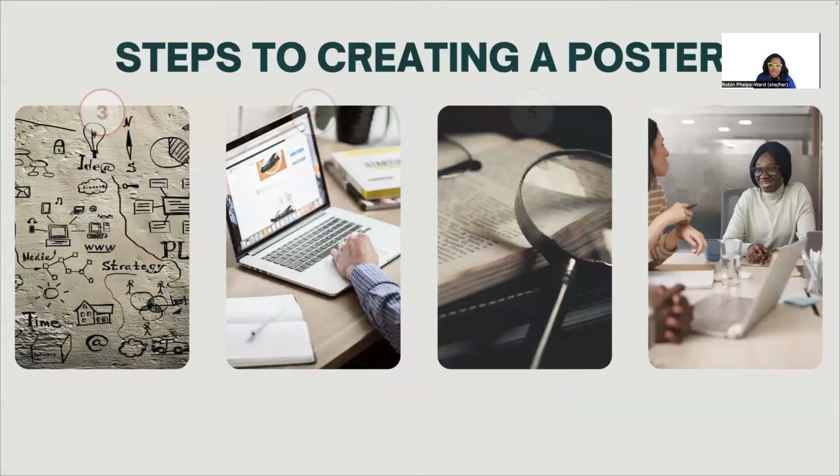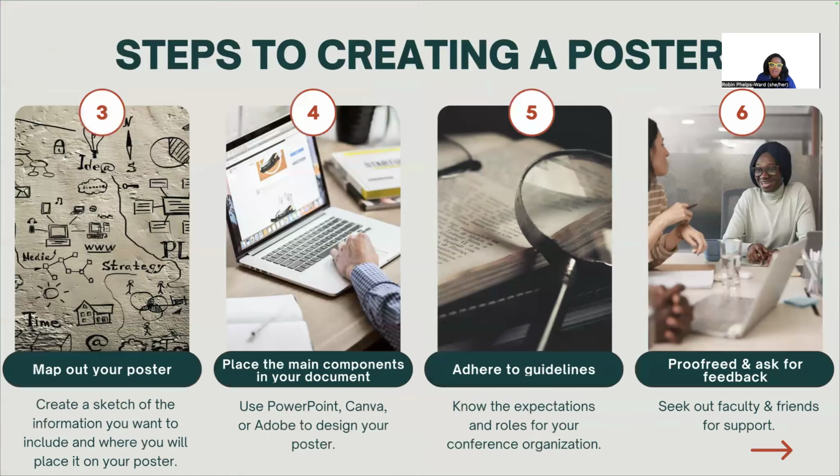So now that you've created an outline, you're going to actually map out the poster. So this is actually sitting down and spatially moving pieces around. So do you want to highlight the title of your poster presentation at the top? Do you want to put it in the center? Do you want to put it along the side? Where do you want to have emphasis? Do you want to focus on your methodology? Do you want to focus on the background? Maybe the findings are the emphasis. So mapping out your poster, creating a sketch of the information you want to include, and where you will place it on that poster is the next step.